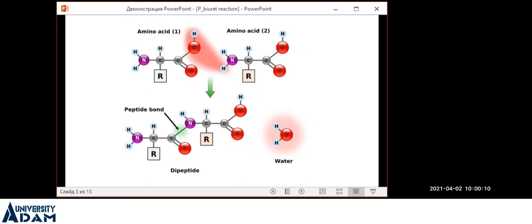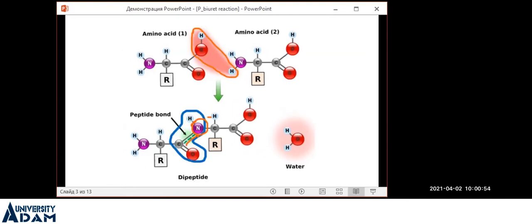When the carboxyl group of an alpha amino acid is connected with the amino group of another alpha amino acid, water will be released. It is a reaction of hydrolysis, and water will be released, and a new linkage between two amino acids will be created. It will be a linkage between carbon and nitrogen.